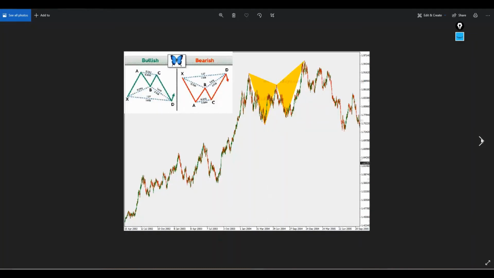Okay, so what is it? Essentially, implementing this pattern and using it for forex is the same as the bat pattern. Again, as I said, this is the indicator that I use, and it is quite helpful for picking up this pattern.